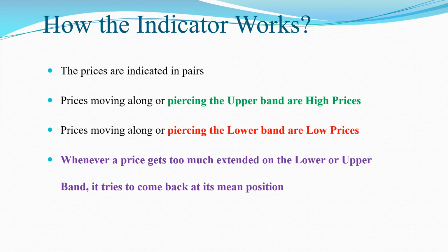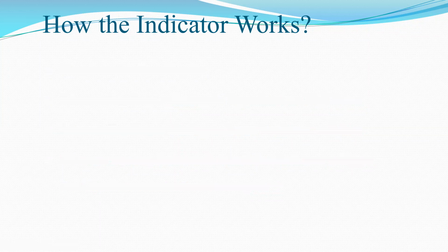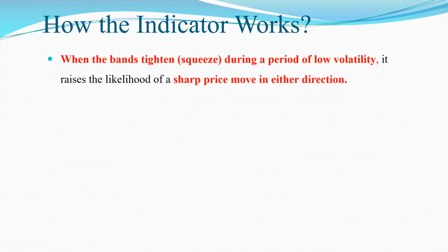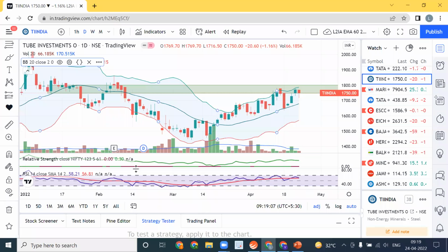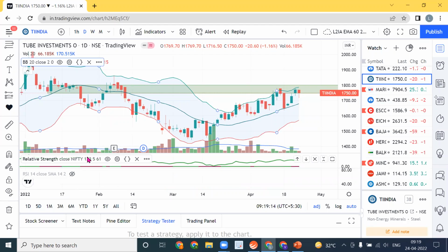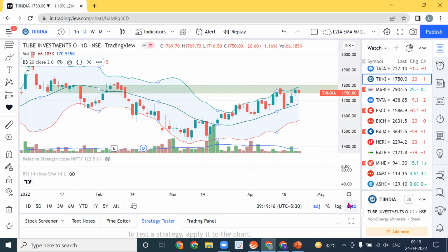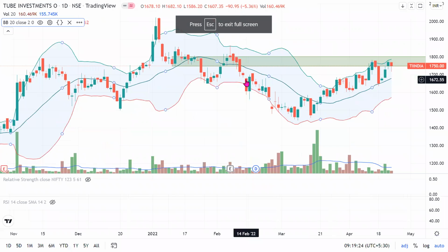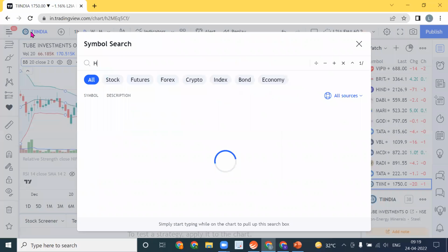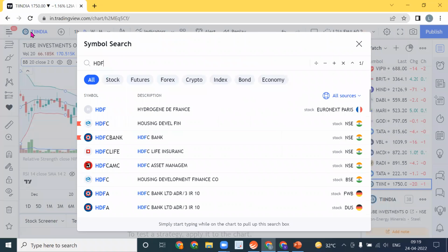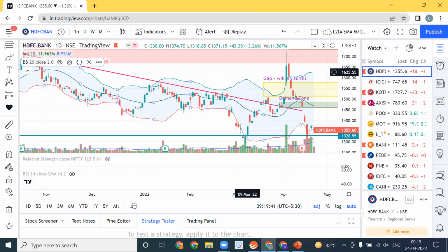So there is a possibility that from here onwards the stock will move up. Then there is a possibility like there is a squeeze. Let us see. This is a Bollinger Band of HDFC Bank.